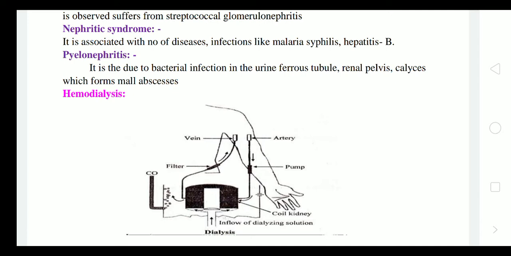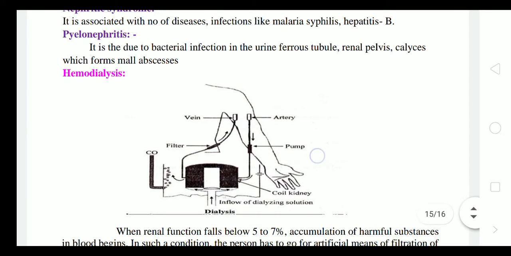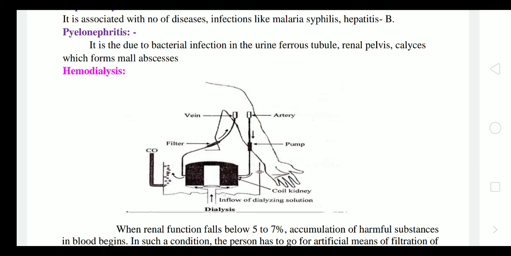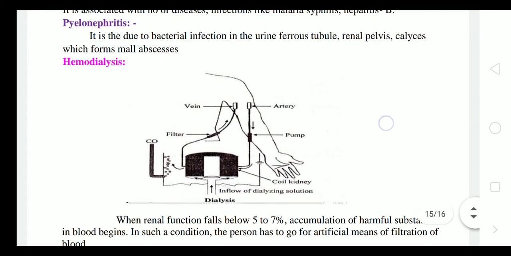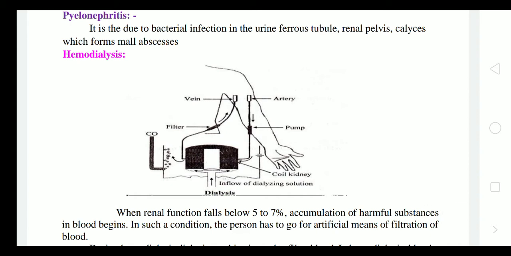Nephritic syndrome is associated with a number of diseases, that is infections like malaria, syphilis, hepatitis B. So this is just because of the overdoses of drugs. Pyelonephritis is due to bacterial infection in the uriniferous tubule, renal pelvis, calyces, which forms small abscesses. That means small abscesses, that means the smallest amount of obstacle to the urine.